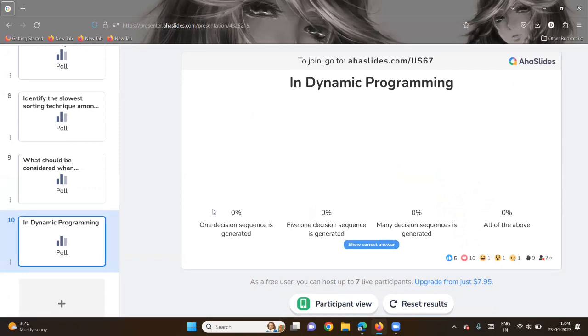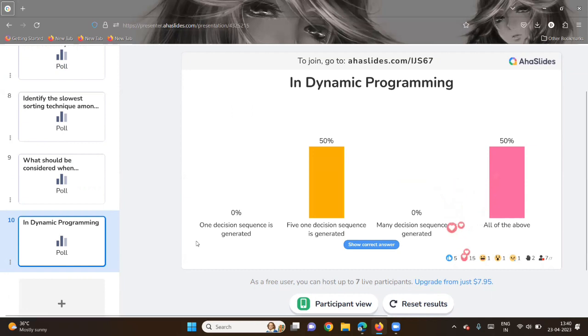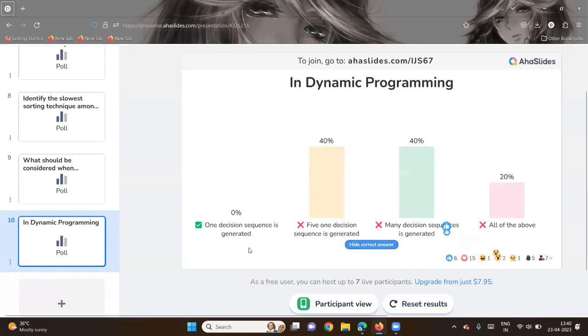In dynamic programming, one decision sequence is generated, 5 decision sequences are generated, many decision sequences are generated, all of the above. And the answer is option A, one decision sequence is generated.